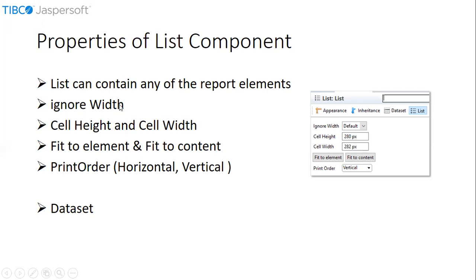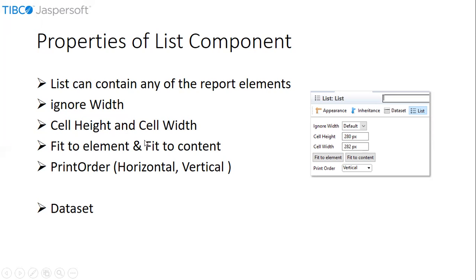Ignore width. Ignore width is a flag option. It can be either true or false. The default value for ignore width is unset. Unless ignore width is set to true, the list will by default break when the critical width of the list is reached. Now, a list is a single cell object and it contains height and width.